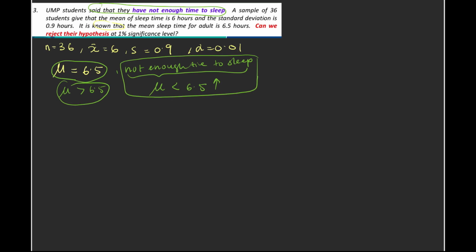Okay, so step 1, H null, H1. So here is mu. The value of this mu is 6.5. The symbol less than, not enough time, is H null or H1? Less than is H1. So the claim, not enough time to sleep, is H1 less than, and H null is greater than or equal. Right. Step number 2, your test statistic.